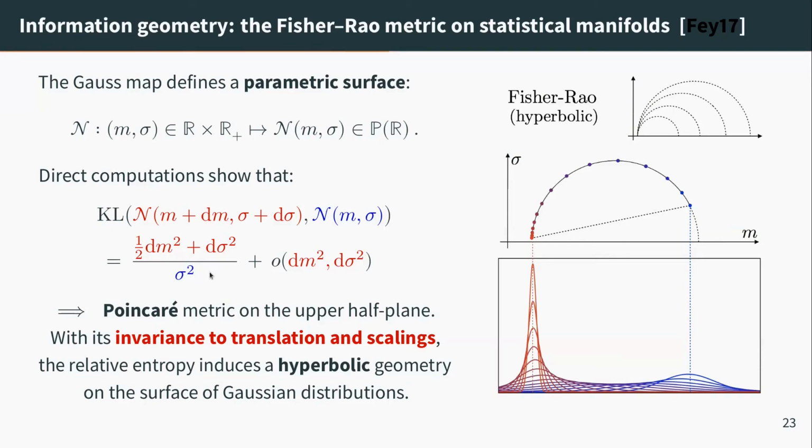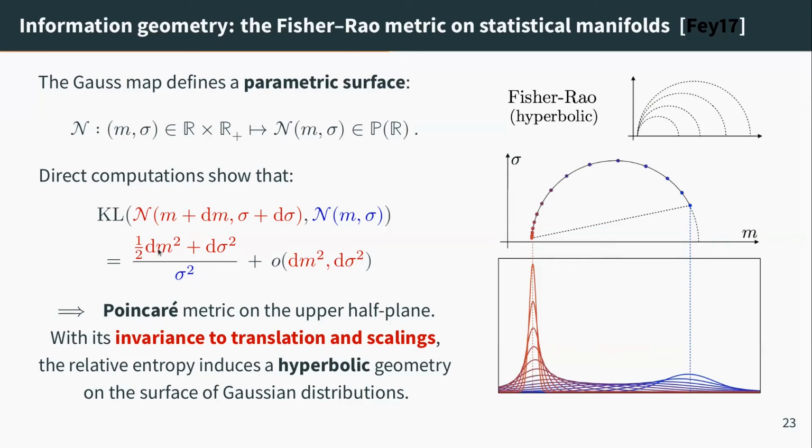This is the geometry that the relative entropy induces. And that's why we spend so much time on the Poincaré metric in the previous lecture. We actually recognize the Poincaré metric on the upper half plane. It's exactly the expression of the Poincaré metric, of the squared Poincaré metric, up to a rescaling of the mean value. Okay, there is a factor 1/2 that you can get rid of if you replace m with m divided by square root of 2.